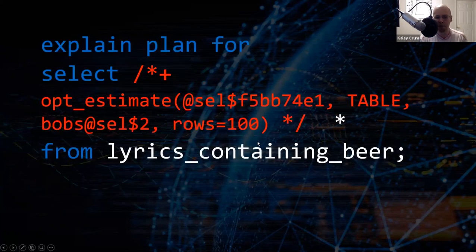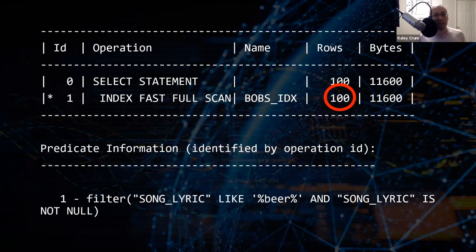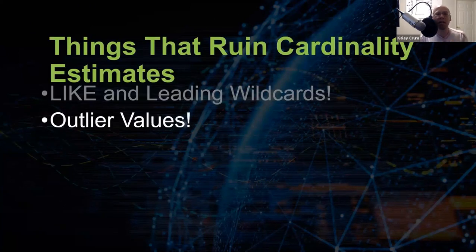equals 100. So now we've got this going on, and we can see that Oracle, in fact, thinks that there's going to be 100 rows. In spite of the fact that we've got a view, we're able to reach down into the query block where this view is located and tell Oracle, hey, from this operation right here, we should expect 100 rows. So we've talked about like and leading wildcards. Let's talk about outlier values for just a second.